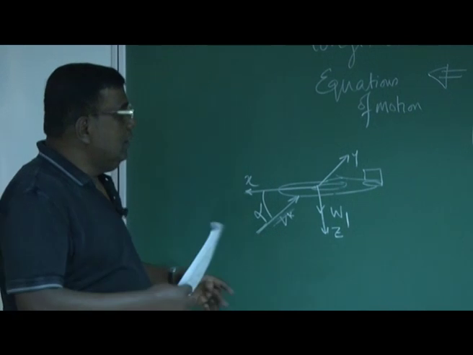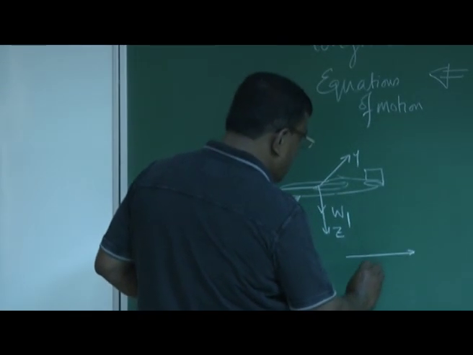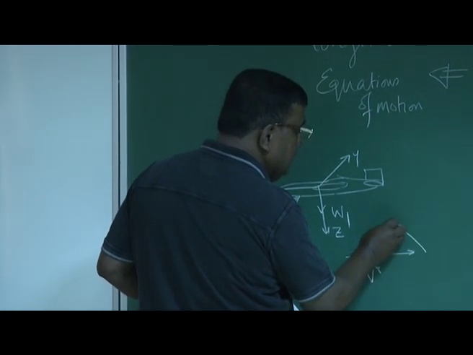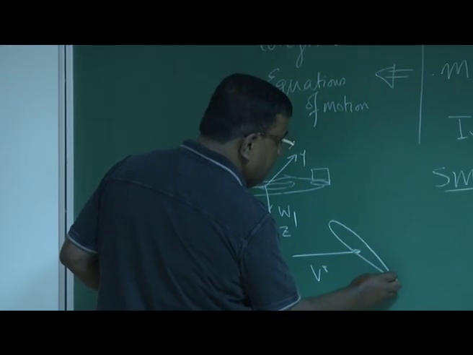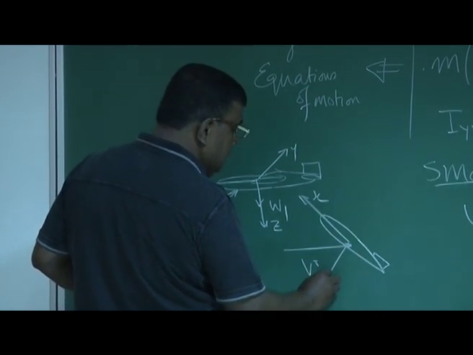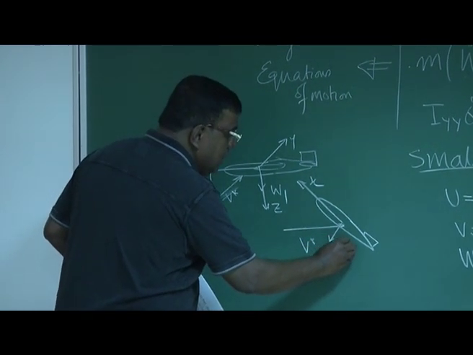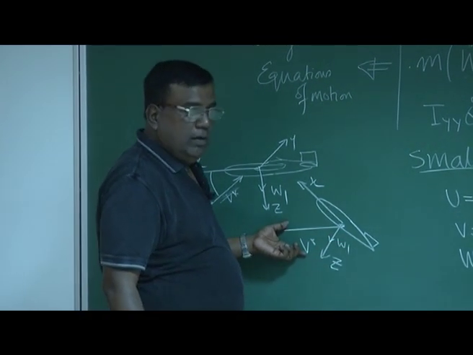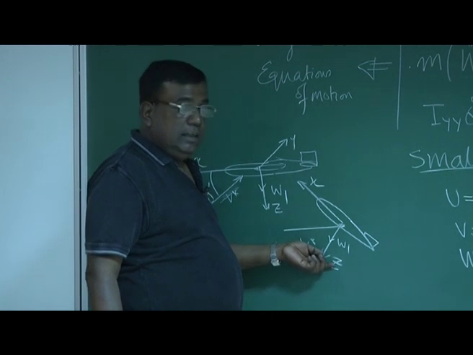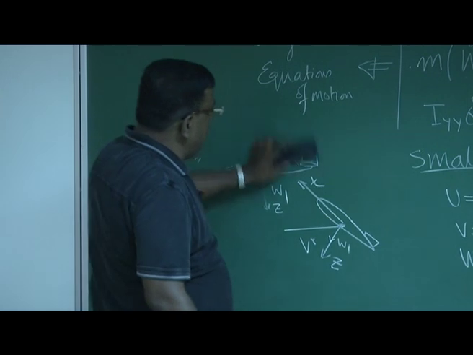Or again, if you see a better way, if this is the velocity V star, and if this is the airplane, I am just exaggerating for understanding, this is the x-axis, and this is the z-axis. So what is W1? W1 is the component of V star, the total velocity, along the z direction at steady state. Clear? So this should be very, very clear in your mind.